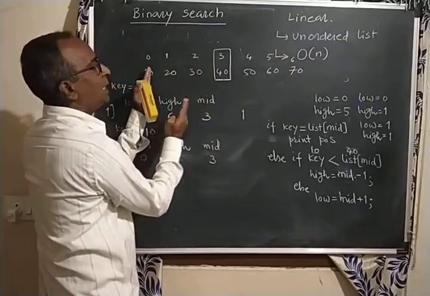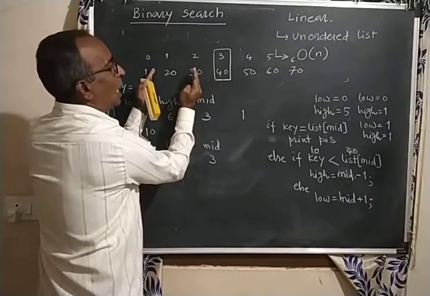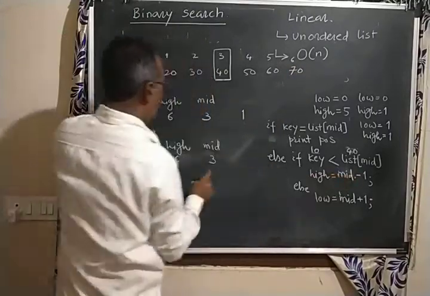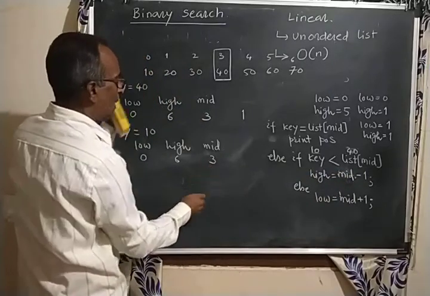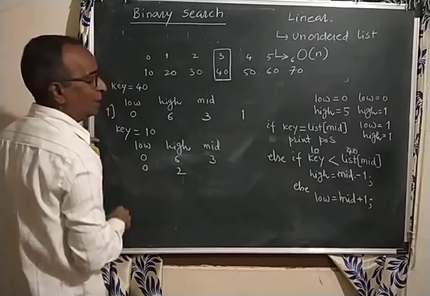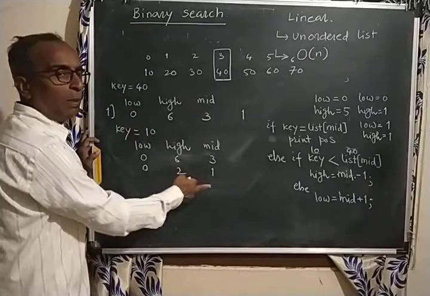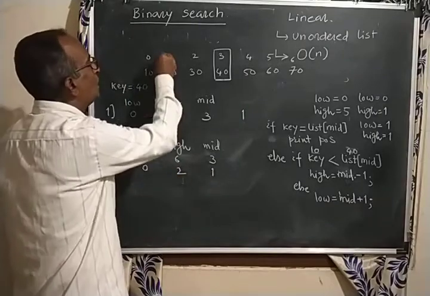So low won't change. High from here to here you have to change. So high value will be mid minus 1. What is mid? Current mid 3. So high will be 2 here. Low we are not changing. So what is mid element? Mid calculated 2 by 2, it will be 1. So this will be next mid.